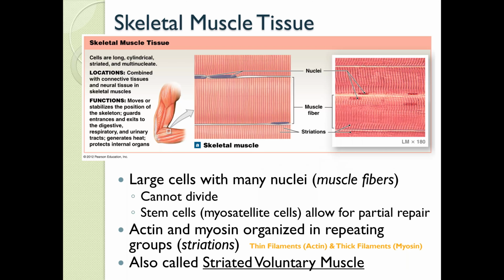Another name for skeletal muscle tissue is striated voluntary muscle. The striated part is because you see the stripes from the actin and myosin arrangement, and the voluntary part because you have voluntary control over this type of muscle. So for example, if you want to move your arm, you think about moving your arm, and your muscle will contract and move your arm. So you have voluntary control over most of your skeletal muscles.